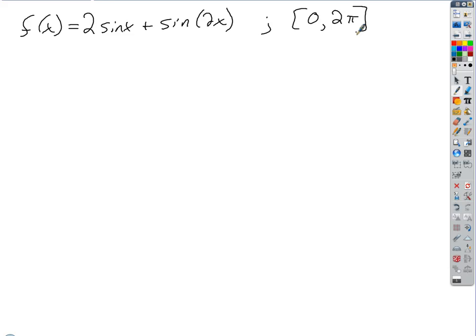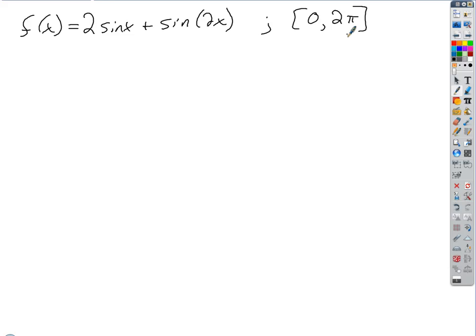Okay, so let's go through this. Are there any places where this function is undefined? No. So no asymptotes, right? Now, what is this telling us right here? We have a domain. Okay, so Jolie, this is telling us this is a restricted domain, right? We're not going to let it go forever. It's a restricted domain.